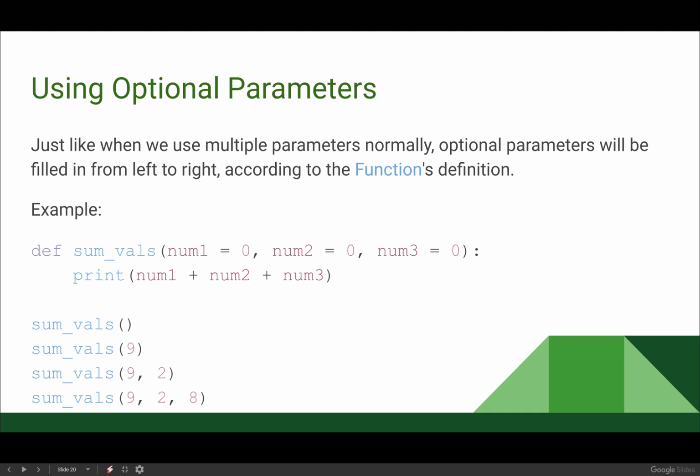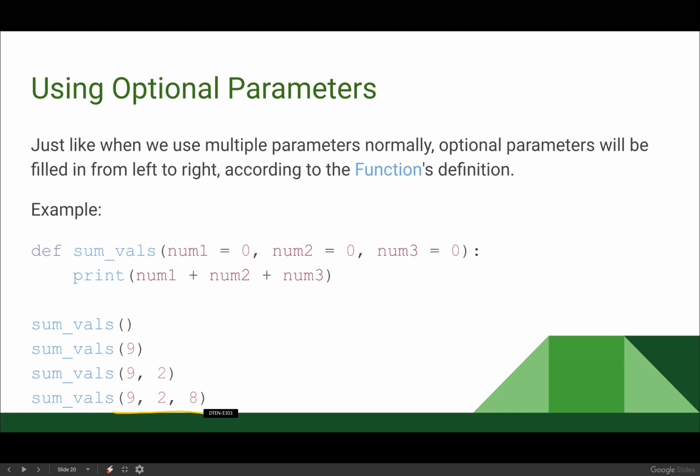And I'll follow along like that. Sum values of 9 and 2. 9 is going to go to num1. 2 is going to go to num2. Num3 still didn't get a value, so we're going to take our default value, 0. 9 plus 2 is going to give us 11.